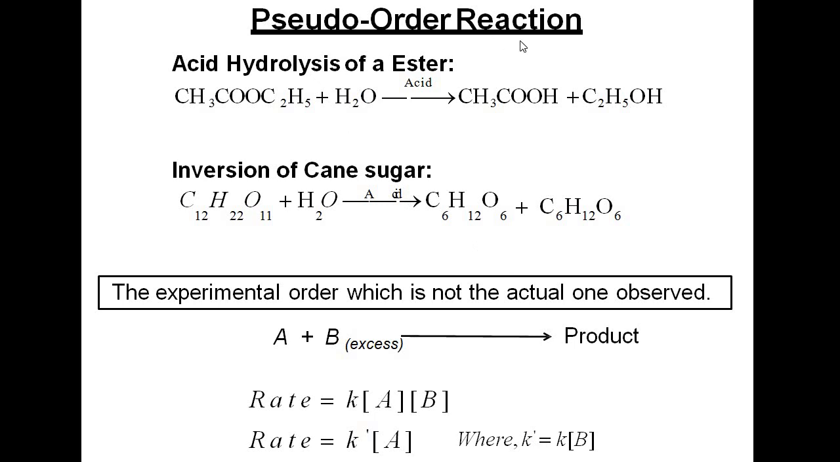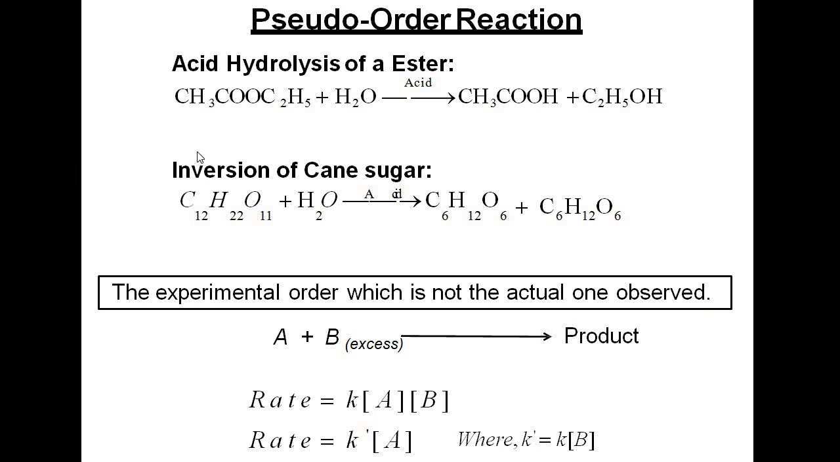Then pseudo order reaction. Sometimes, on the basis of rate law or on the basis of the reaction, it is assumed the reaction is of higher order, but when we calculate the order of reaction it comes out lower. Such kinds of reactions are known as pseudo order reactions. The experimental order observed is not the actual one, so that's the pseudo order reaction.